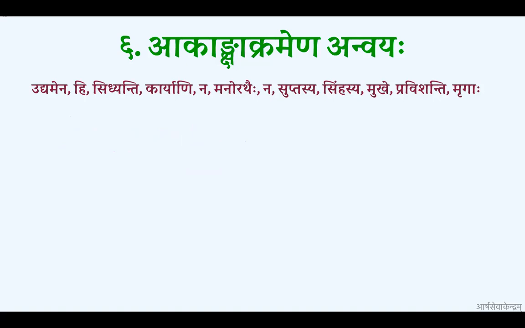Okay. Then the kriyapada is Pravishanti. We will take one sentence there. So there are two kriyapadas, right? Siddhyanti and Pravishanti. So you want to take Pravishanti first. Astu. Kaha Pravishanti. Mrugaha Pravishanti. Kutra Pravishanti.